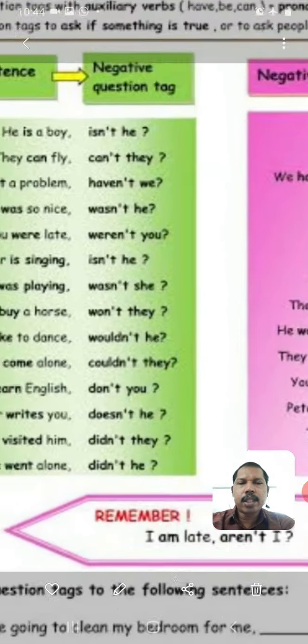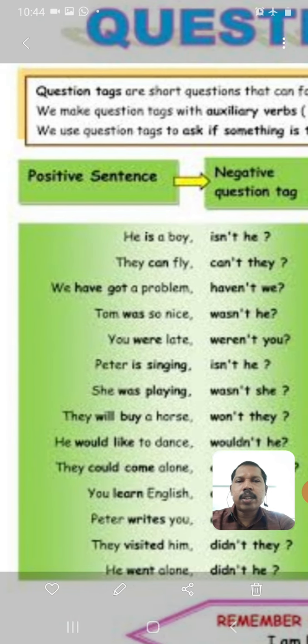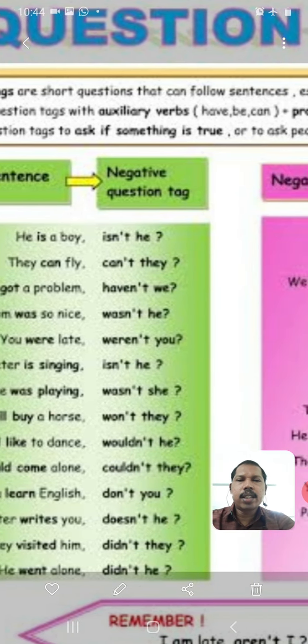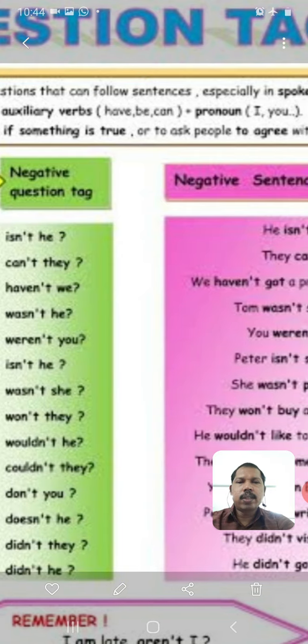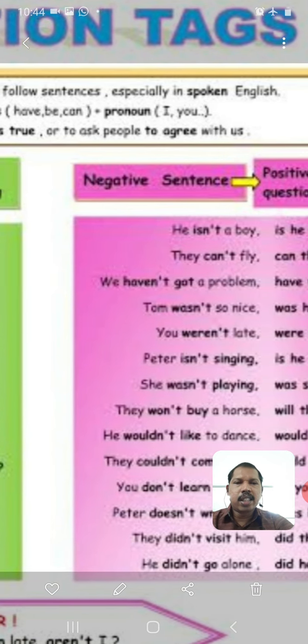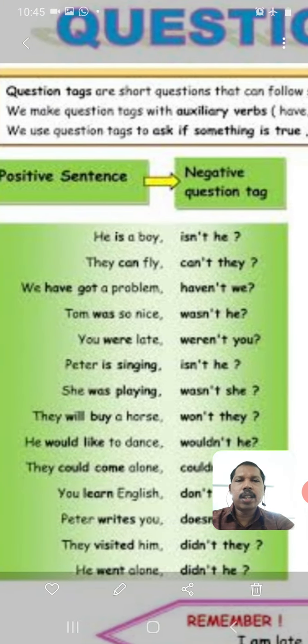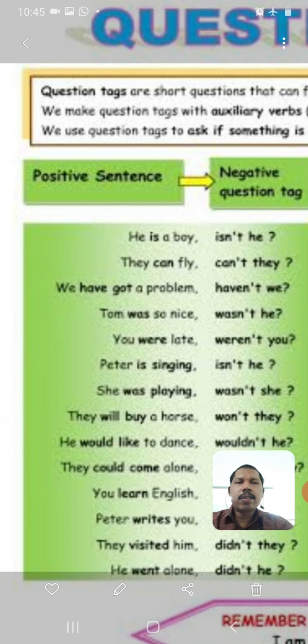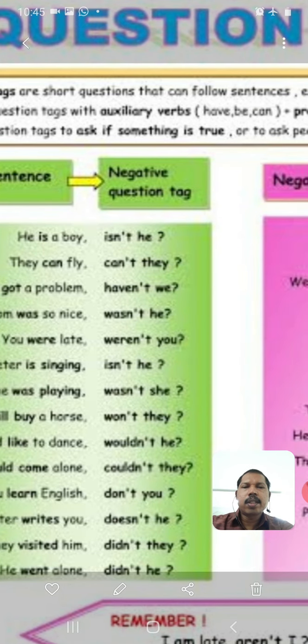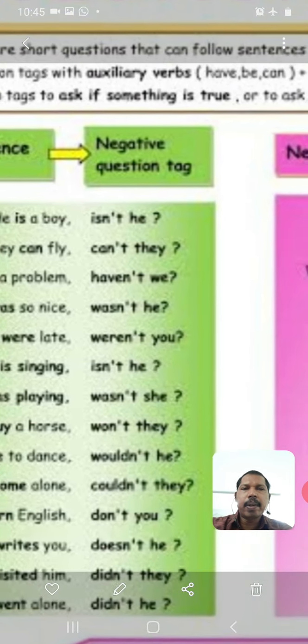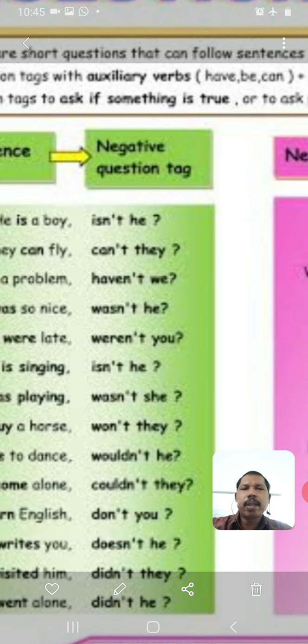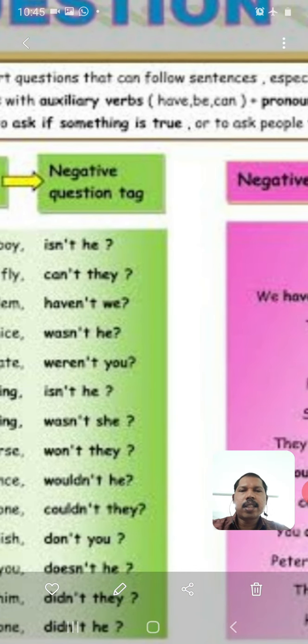So what is a question tag? We can see: question tags are short questions that can follow sentences, especially in spoken English. It is given here as short questions because of this format. We make question tags with auxiliary verbs. What are auxiliary verbs? Helping verbs: have verbs, be verbs, modal auxiliaries, etc.